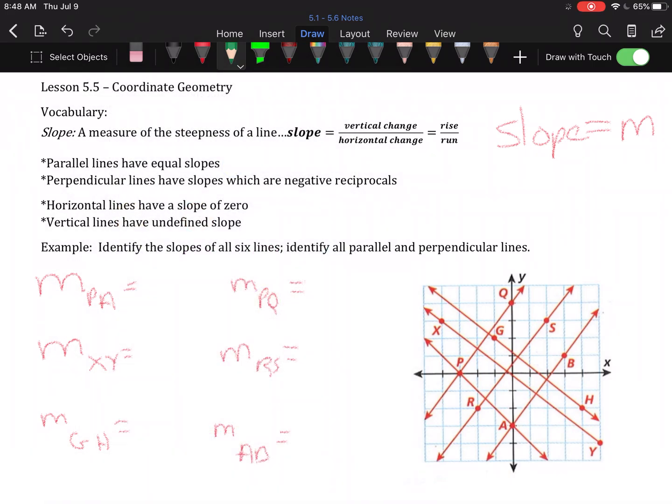So now, I'm going to start with PA. So PA is this line. And I'm going from P to A. So to get from P to A, I go down 1, 2, 3. So down 3 is -3. That's my rise. That's the top number. The run is the number on the bottom. Turn and go to the right, 1, 2, 3. Our run is 3. So we've got -3 over 3. That means the slope of line PA is -1.